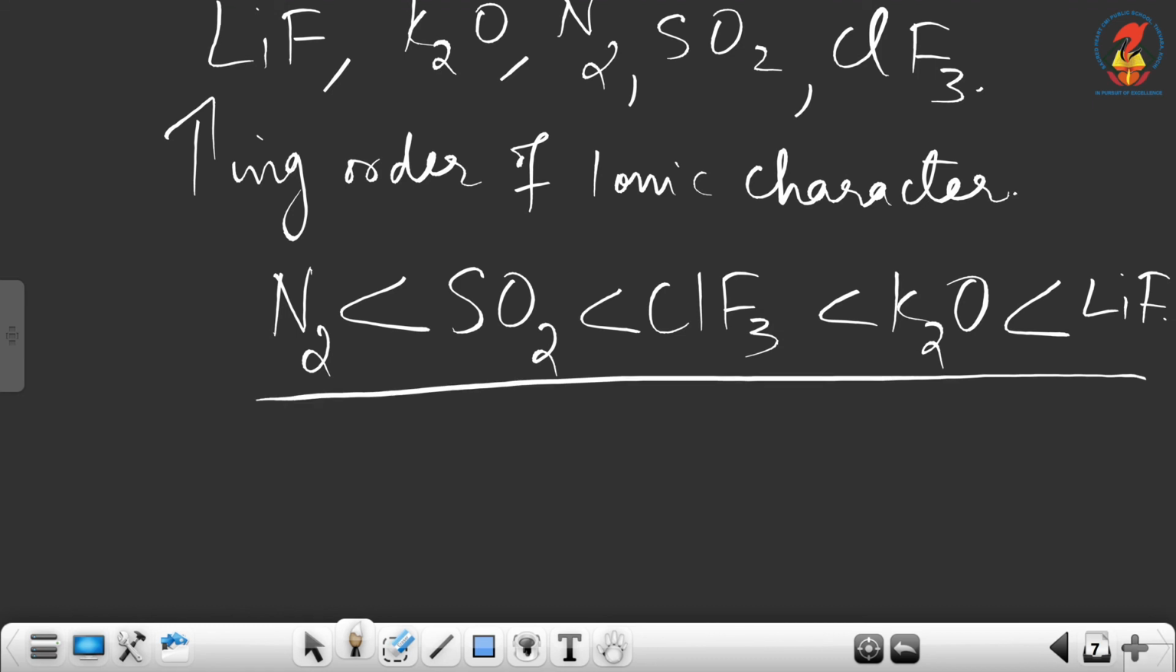So, this is the increasing order of ionic character, which means lithium fluoride is highly ionic in nature, and N2, you know, it's a covalent compound. It's formed by sharing of electrons. Okay, so this is the answer.